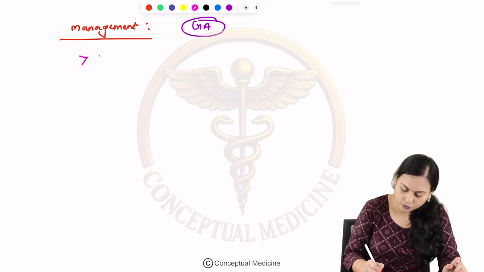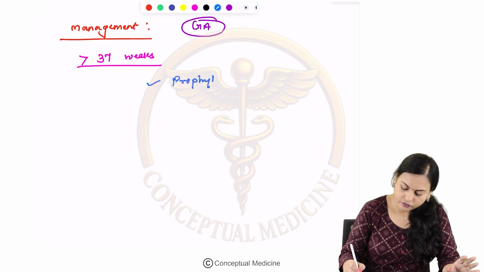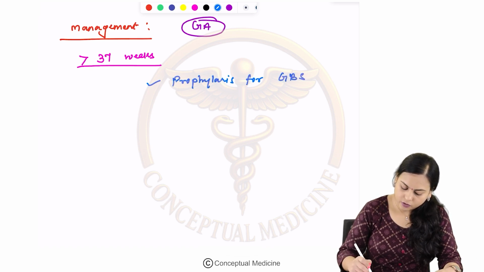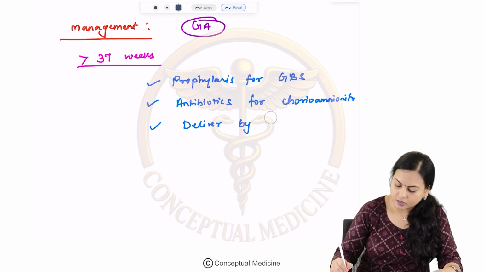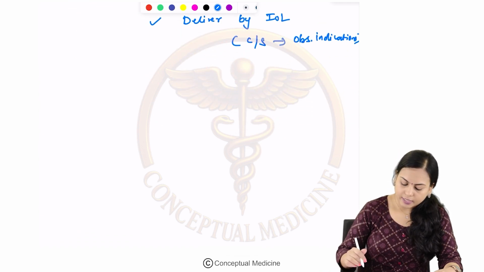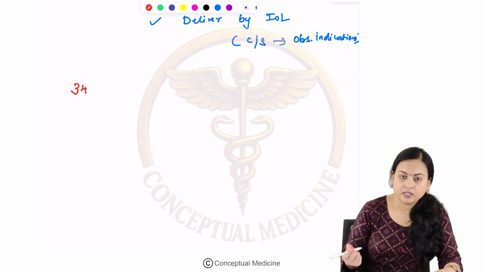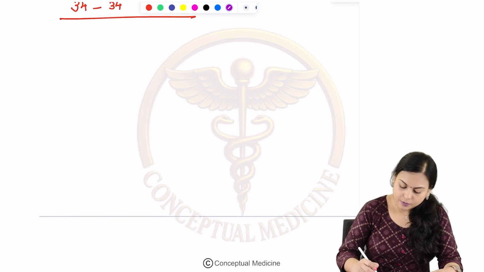If the gestational age is more than 37 weeks, you have to consider prophylaxis for group B streptococcus. You have to give antibiotics for chorioamnionitis, and you can deliver the patient by induction of labor. Otherwise, cesarean section is indicated only for obstetric indications. Then, if the patient is between 34 to 34 plus 6 weeks, you can plan expectant management.